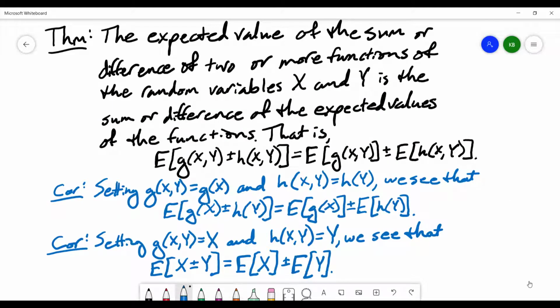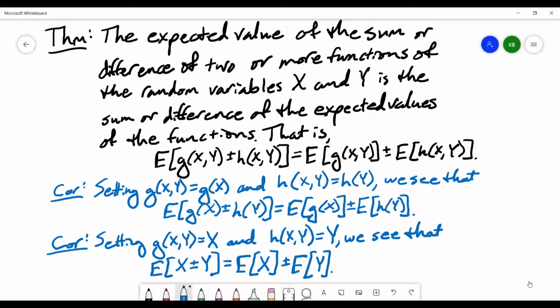Now, the sum or difference idea also works when we're dealing with two random variables, x and y. So if we have functions of two random variables, x and y, g of xy and h of xy, the expected value of the sum or difference of g of xy and h of xy is equal to the sum or difference of the expected value of g of xy and the expected value of h of xy. So again, we have a couple of corollaries or direct results of this theorem.